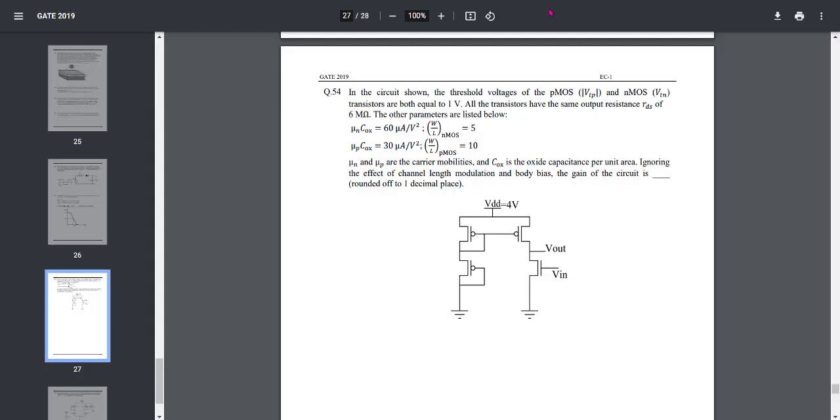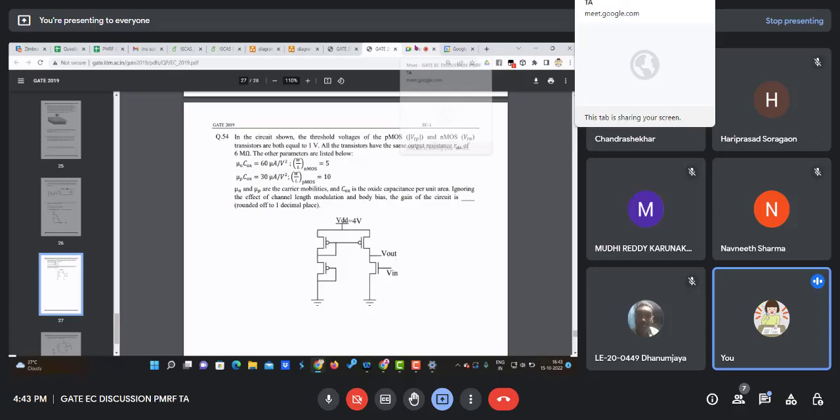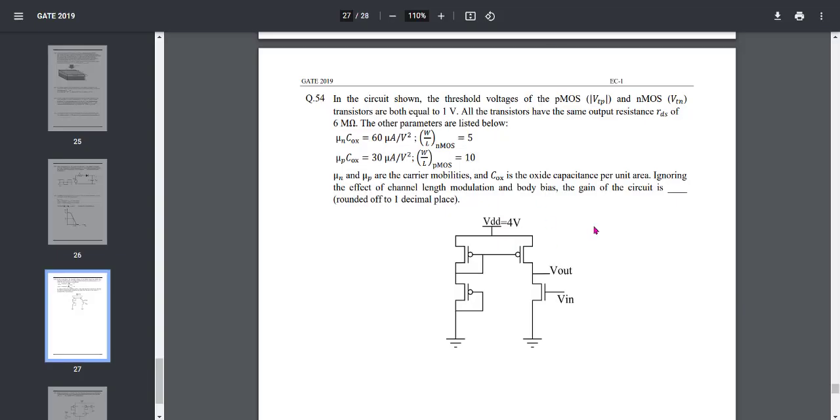Okay, so this is the question. You can see it, right? Please respond. Okay, I think you can see it.